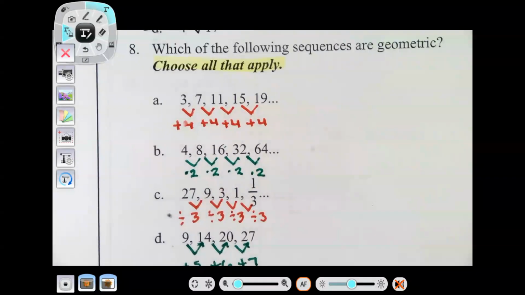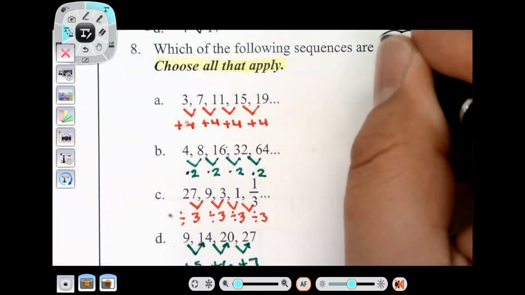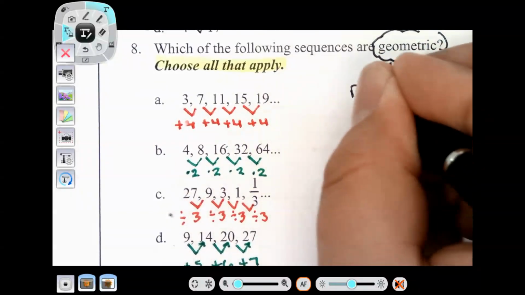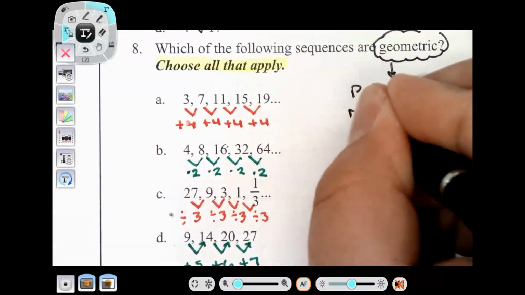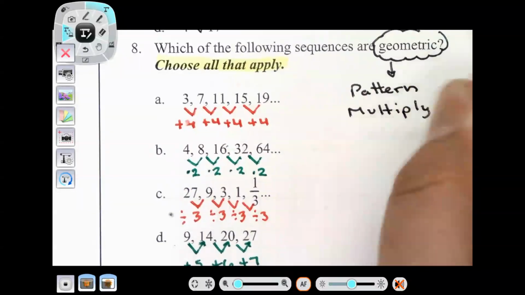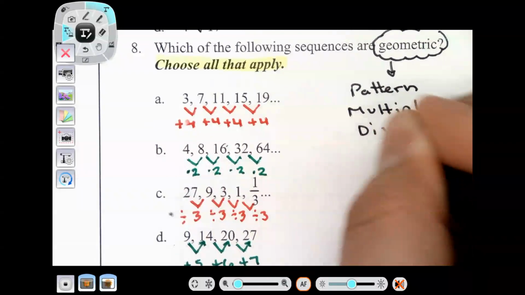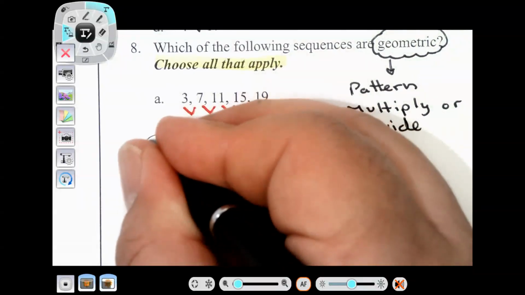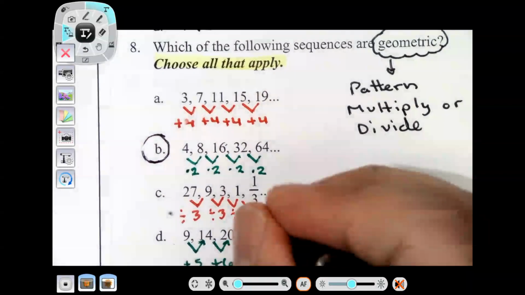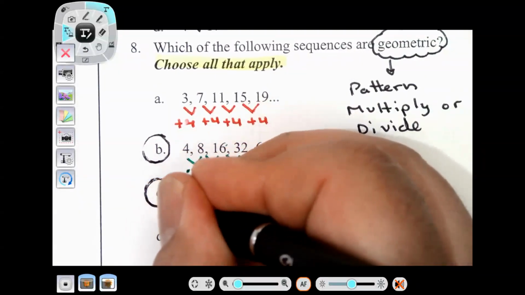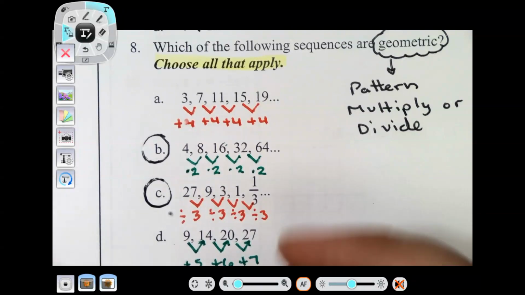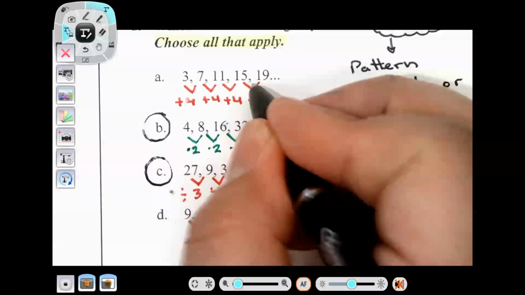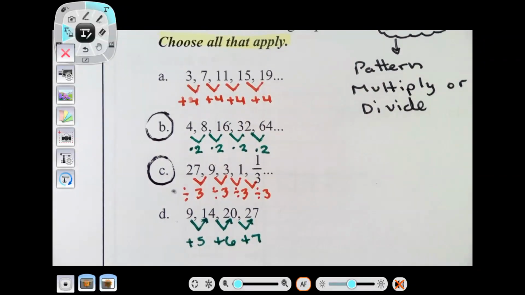But according to our word wall, whenever we want a geometric sequence, the pattern that we're looking for is multiplying, or we have to divide. And now that I've done the work and geometric says multiply or divide, this one had multiplication, so that's my answer. This one had division, so that's my answer as well. Those are the two that I'm looking for. This one is not a pattern we're used to. And then this one is adding, so that would be arithmetic, not geometric. All right, well, okay, let's keep going.